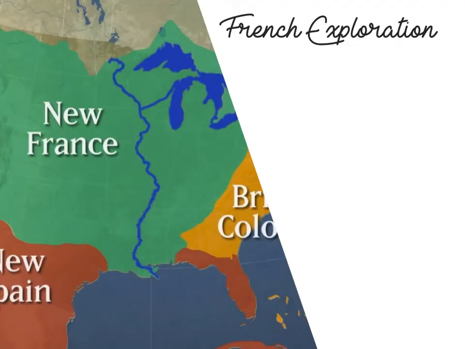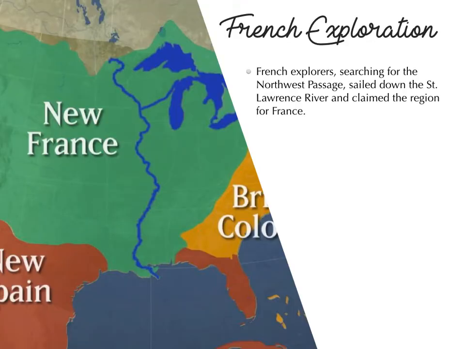All right, French exploration. French explorers searching for the Northwest Passage sailed down the St. Lawrence River and claimed the region for France. So the St. Lawrence River would be up by Canada, basically, and they came down through the middle of North America, through that Great Lakes area, down the Mississippi River, and claimed all that area for France. A lot of what they did was fur trapping and different trade with Native Americans, okay?